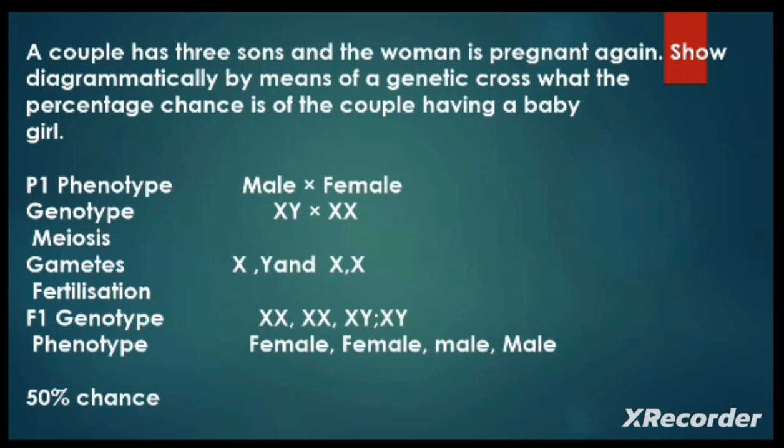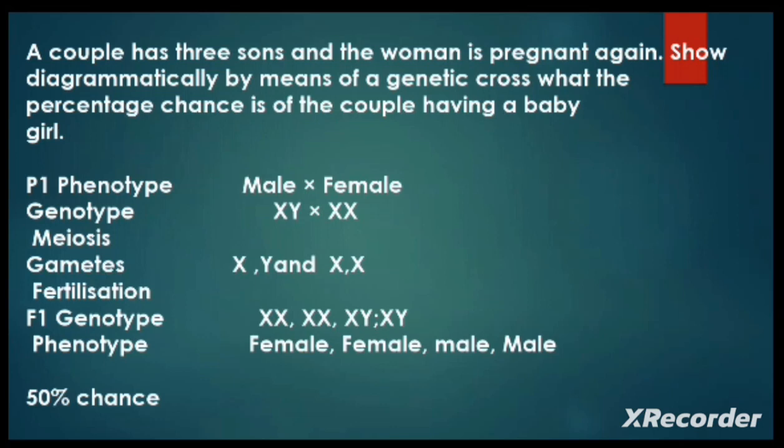Right. So phenotypes is male multiplied by female. Male is the father, right, and the female is the mother. So let's write the genotype. So the alleles for the genotypes is XY. XY represents what? A male, and then XX represents a female.